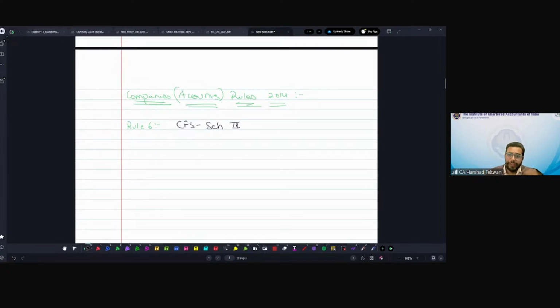Now, before we go to that particular point, we need to understand which are the companies which are not required to prepare consolidated financial statements. Can anyone tell me the companies that are not required to prepare consolidated financial statements?